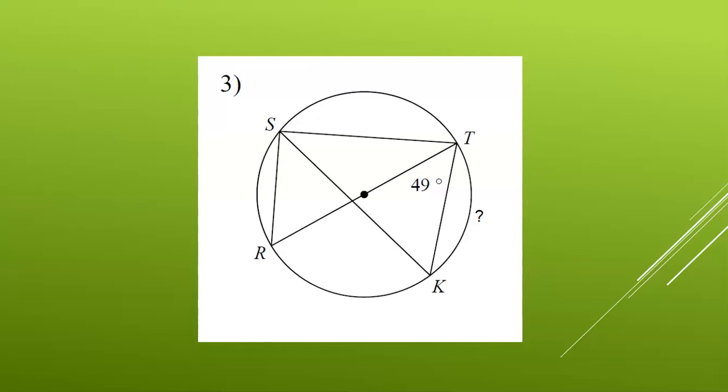Next, we have number 3. We are given the measure of angle RTK. Okay, that 49 degrees goes right there up close to T. RTK is 49 degrees, and we're being asked for the measure of arc TK. Hit pause and try it.